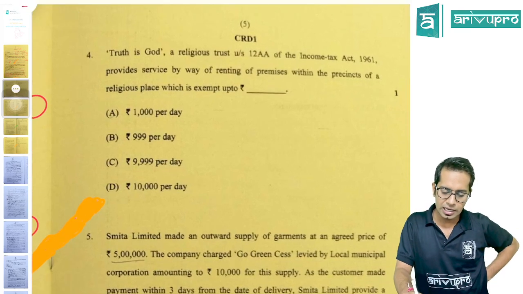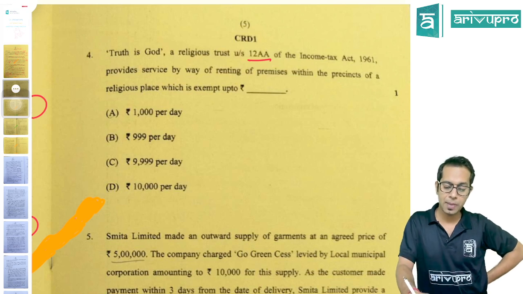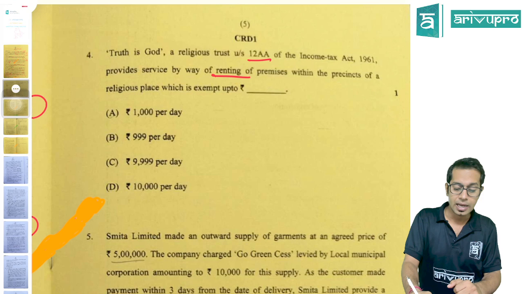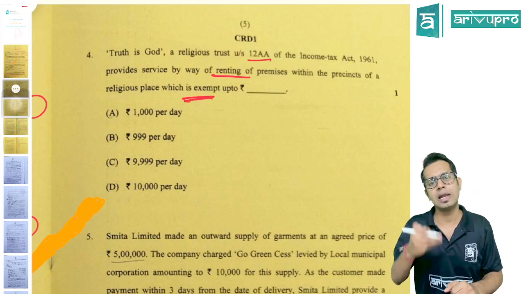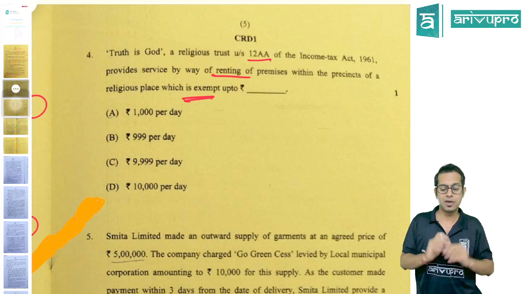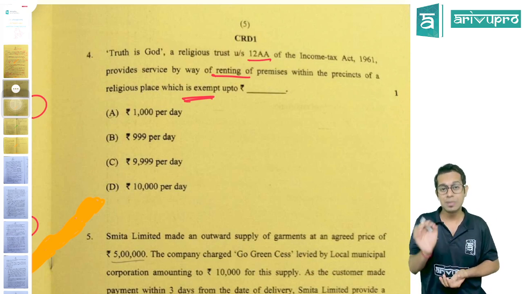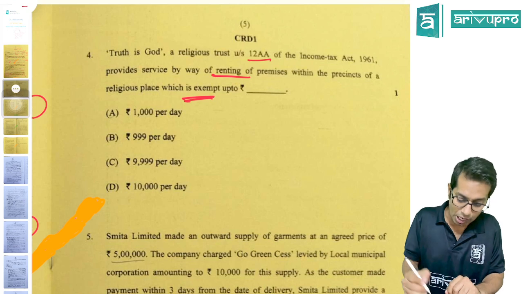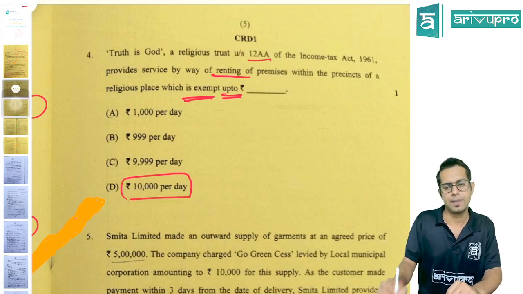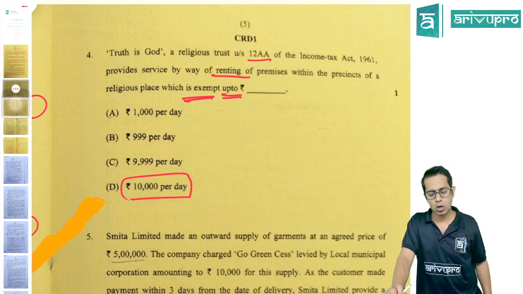Trust is God, a religious trust under section 12AA of the Income Tax Act, provided services by way of renting of premises in pursuance of religious purposes. It is exempt up to how much, sir? If you are renting any premises within the religious place, then it will be exempt if the value is how much, sir? If the value is up to rupees 10,000 per day.